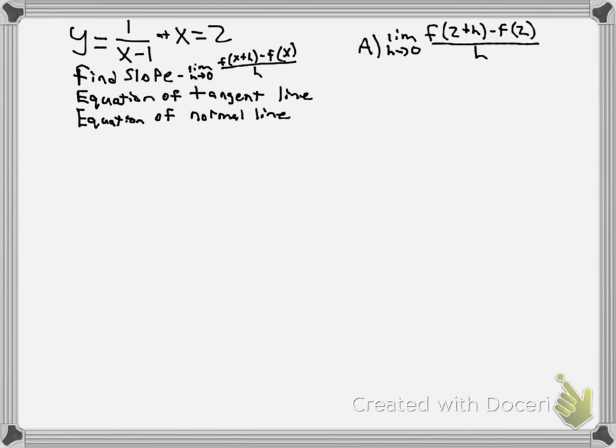So, what do we have? I have the limit as h approaches 0 of, well, I'm going to evaluate function f when I let x equal 2 plus h. So I'm going to have 1 over 2 plus h minus 1, minus f of 2, which is 1 over 2 minus 1, all over h.